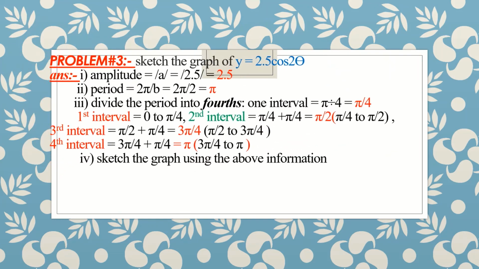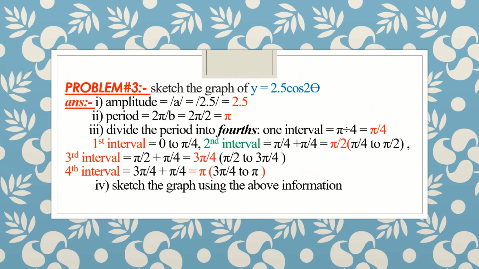Problem number 3, or example number 3: sketch the graph of y equals 2.5 cos 2 theta. Of course, we need to find important facts like amplitude, period, and the intervals to sketch the graph. First, the amplitude is the absolute value of A, which is the absolute value of 2.5, so it's 2.5.